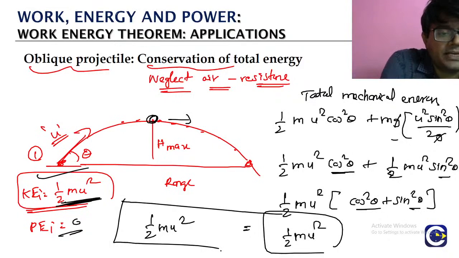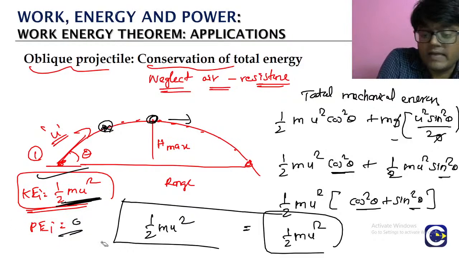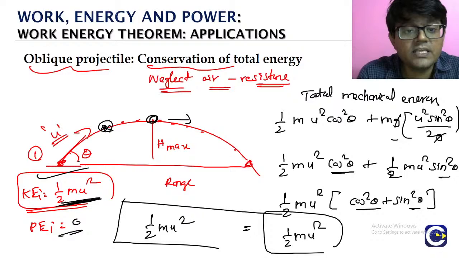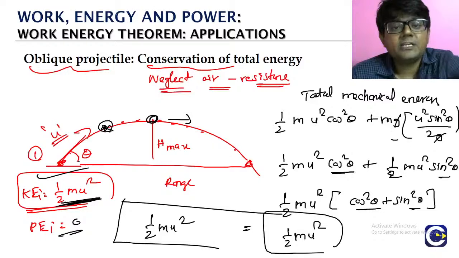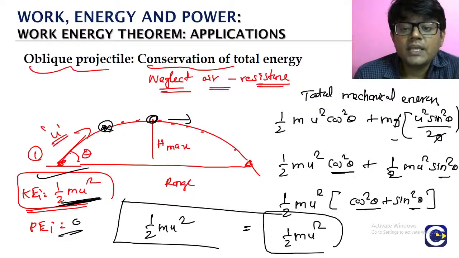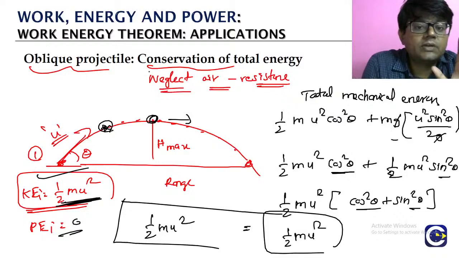Okay. So at any point, if you take some other point in the middle, there also what is the principle? The total mechanical energy, meaning kinetic energy plus potential energy, will remain the same as the initial value. So this conservation of mechanical energy will be satisfied for the oblique projectile motion also. Not only oblique projectile, it will be satisfied for the horizontal projectile also. We can say it will be satisfied for any projectile motion, provided we neglect the air resistance.